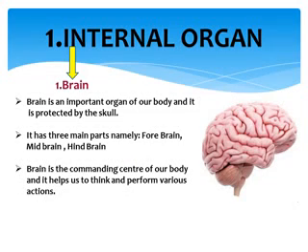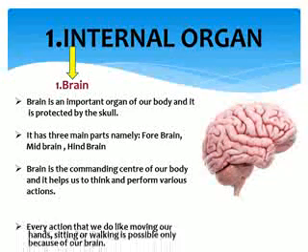What does the brain do? It is a commanding center of our body and helps us to think and perform various actions. So what are all the commands it gives us? What we are doing is given by the brain. The command, the thinking power and various actions it helps us to do, like read, write, think, everything, whatever we are doing, all these are commanded by the brain in our body.